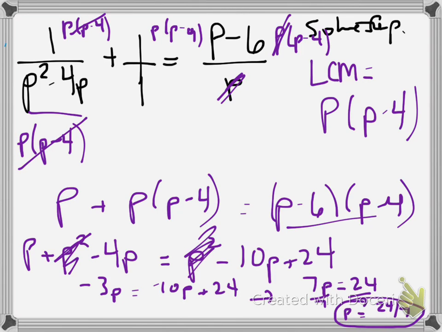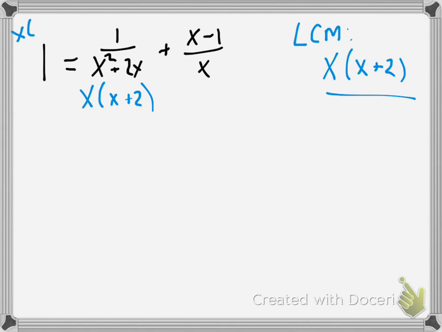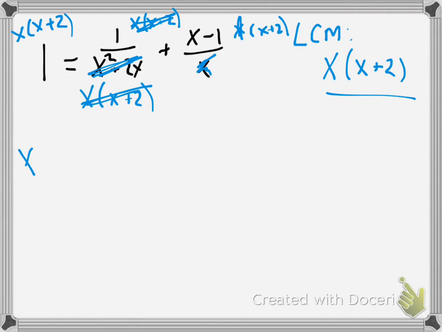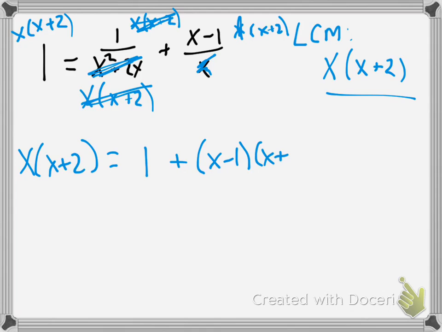So x times x plus 2 is what I'm going to use to clear out my fractions. So I'll multiply the 1 by x times x plus 2. I'll multiply the center by x times x plus 2. And I'll multiply the last one by x times x plus 2. Okay, so the middle fraction, the entire denominator cancels out. The right fraction, just the x cancels out. And then the left one just becomes x times x plus 2. So we'll clean it up without denominators. I get x times the quantity x plus 2 equals 1 plus x minus 1 times x plus 2.